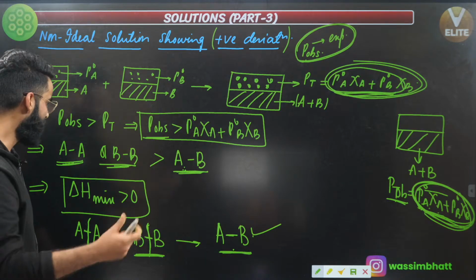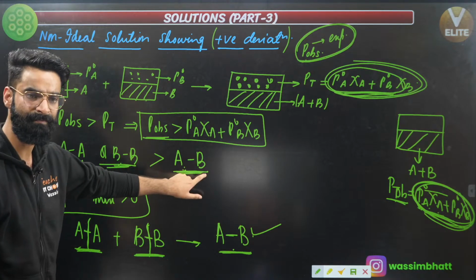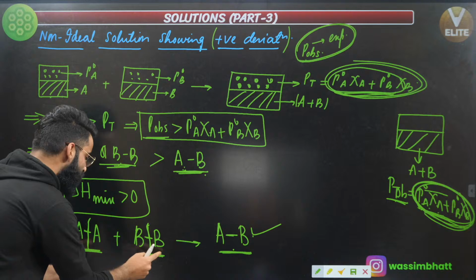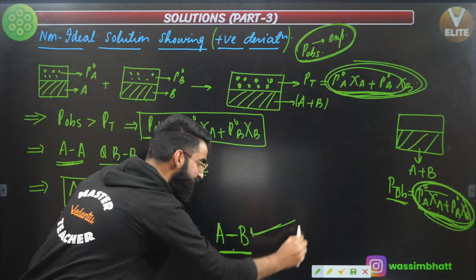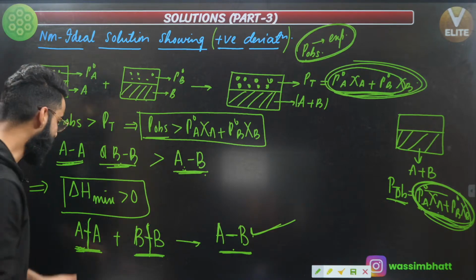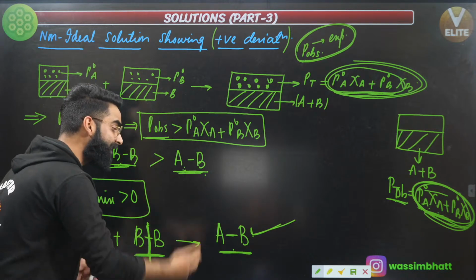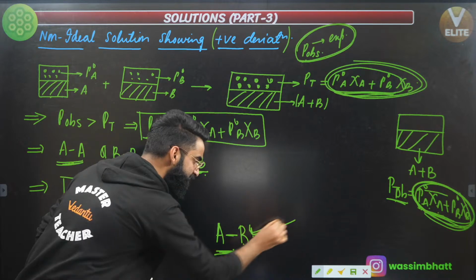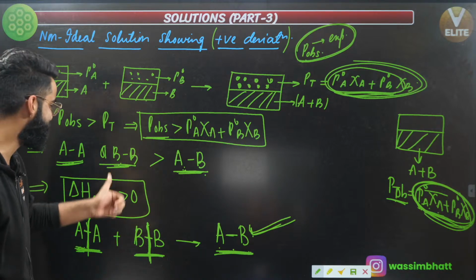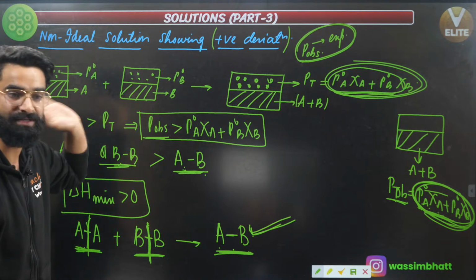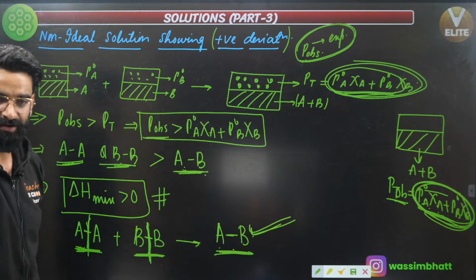We know it, correct? But we know AA force of attraction and BB force of attraction are greater than AB force of attraction. So the amount of energy absorbed in order to break these bonds is greater than the magnitude of energy released when this bond is formed. Due to which this overall process is endothermic in nature.